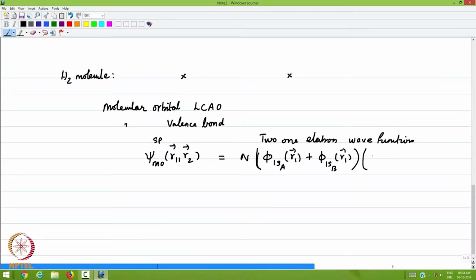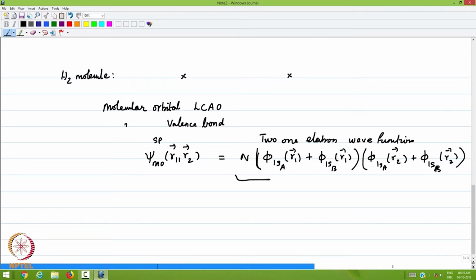But in the hydrogen molecule we have two electrons, and if we assume that the electrons are not interacting very strongly, or even weakly, then the two-electron wave function is the product of the two one-electron wave functions. Therefore, you have phi 1s A of R2 plus phi 1s B of R2, which are the coordinates for the second electron, also distributed between the two nuclei.